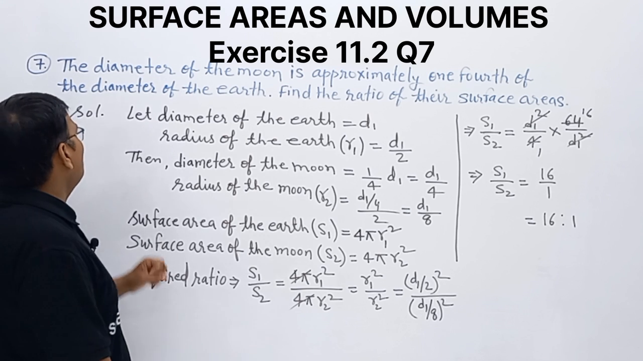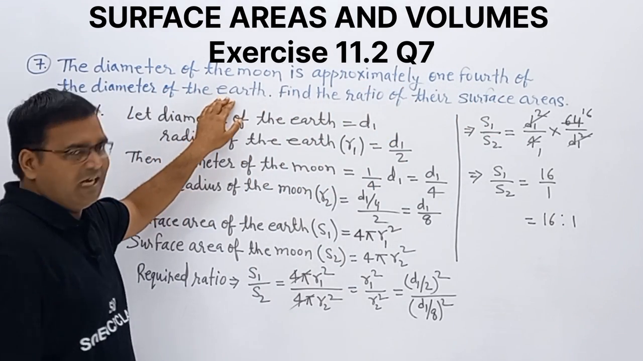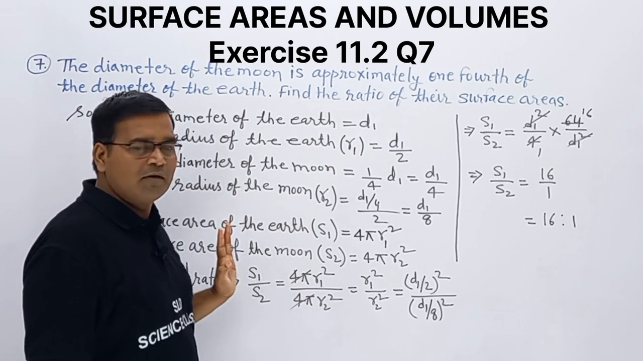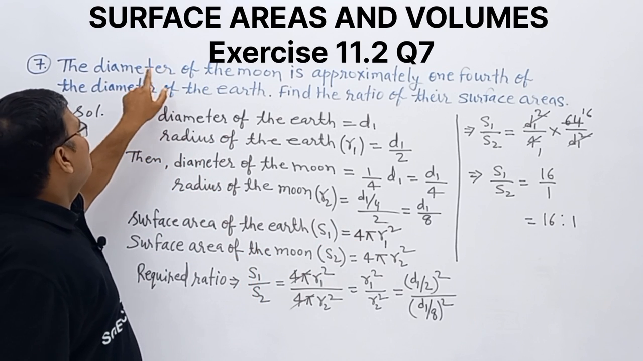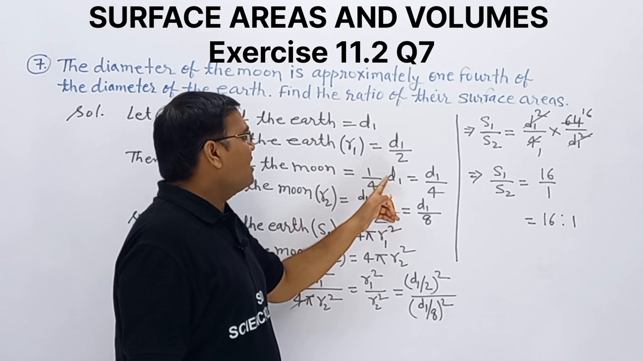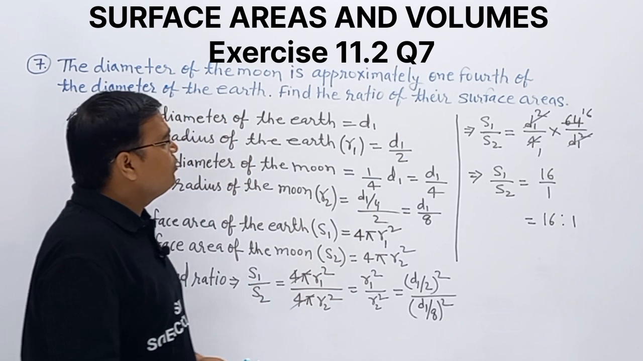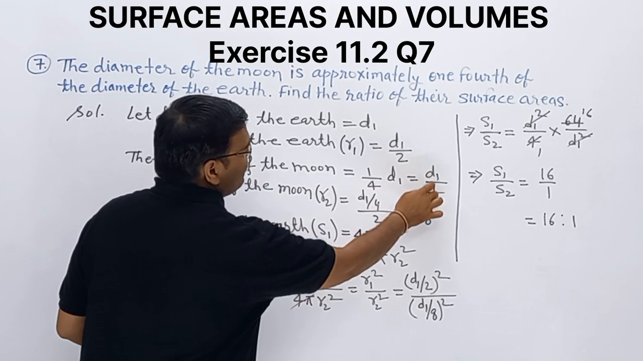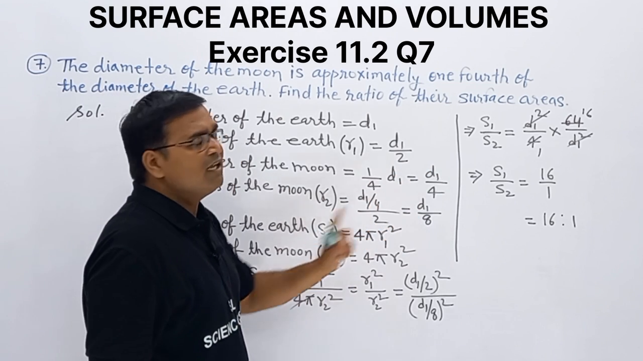Observe again what we are doing in this question. The diameter of the moon is approximately 1/4 of the diameter of the earth. So we assume the diameter of the earth is d1, and its radius will be half of this. The diameter of the moon is 1/4 of the diameter of the earth, so it is d1 by 4. Its radius will be half of this, d1 by 4 by 2, which is d1 by 8. Clear?